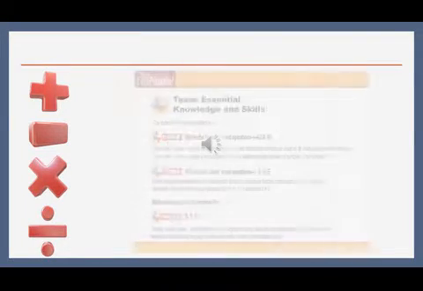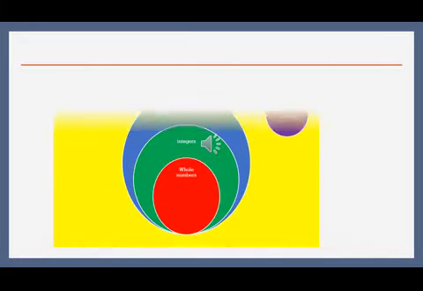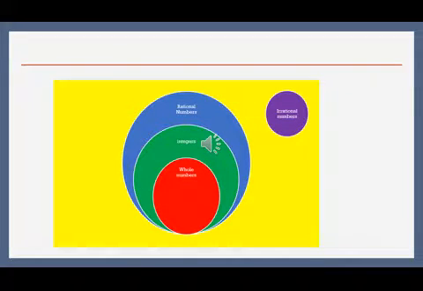According to the Texas Essential Knowledge and Skills, one of the focus areas, 6.2a, is that we must classify numbers, integers, and rational numbers using representation. The representation is visual, such as Venn diagrams as listed below, to describe relationships between sets of numbers.